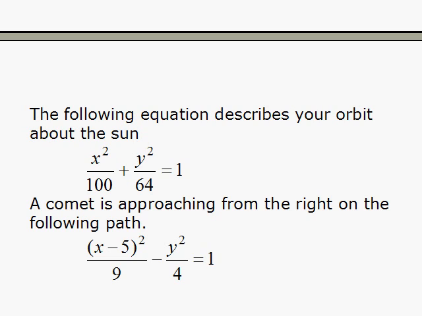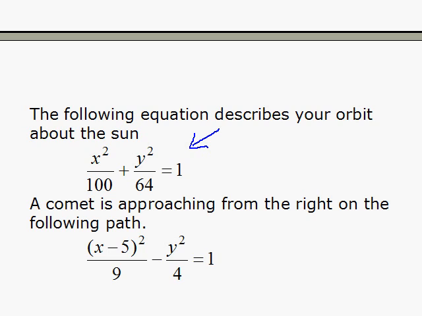There's an extensive reference section with lots of formulas in it, but of course you're going to have to know how to use them. So we start off here with an equation that describes your orbit about the sun in some solar system. Okay. And then you have a comet approaching from the right on the following path. And you're going to need to graph those and show the possible points where this comet might hit your planet if they happen to be at that same spot at exactly the same time. So you have to figure out what kind of orbit this is.